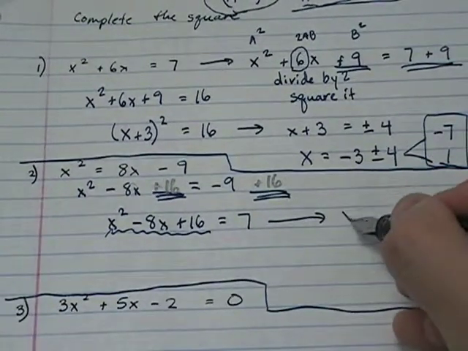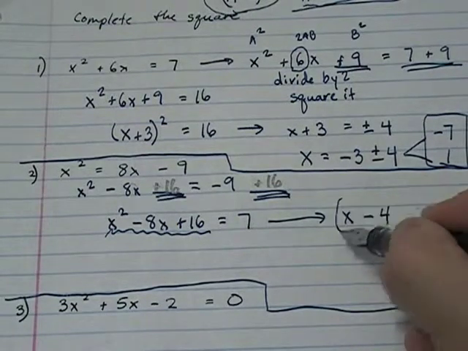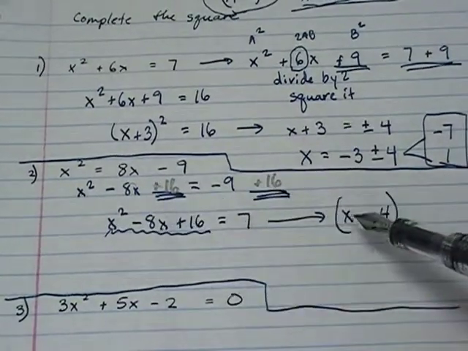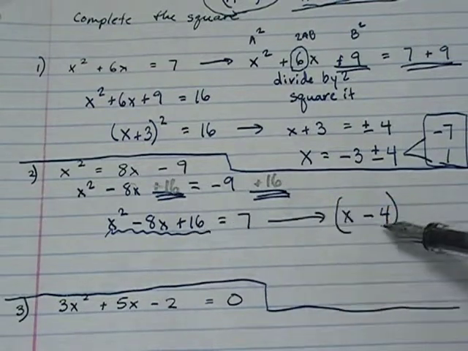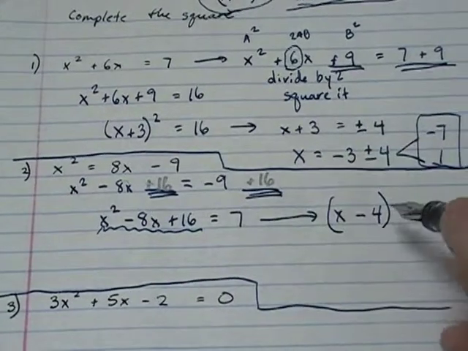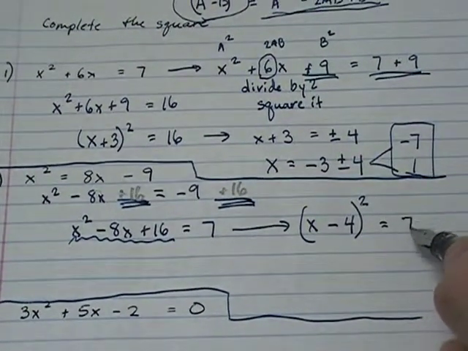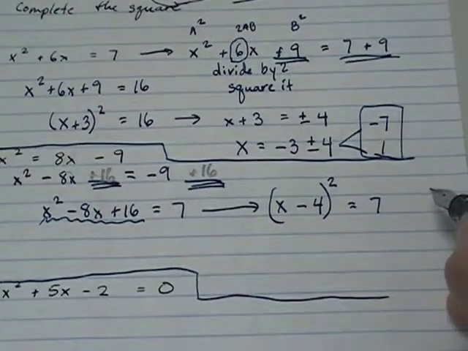So a would be x and b would be 4, right? Because this is a squared. Take the square root, you get that. This is b squared. Take the square root and you get that. And it's negative because the middle term is negative. Okay, squared equals 7. Okay, now take the square root of both sides.